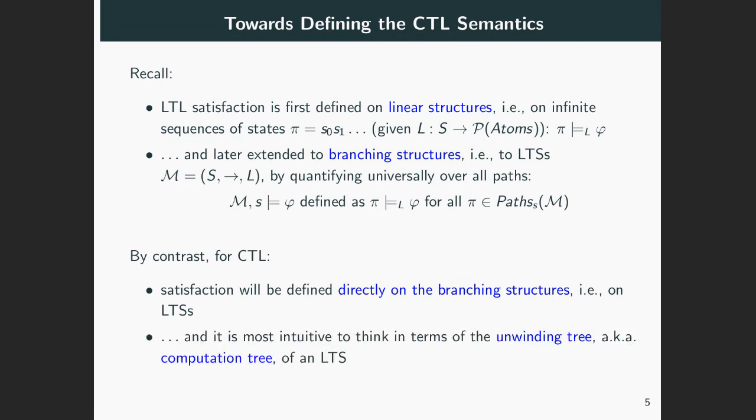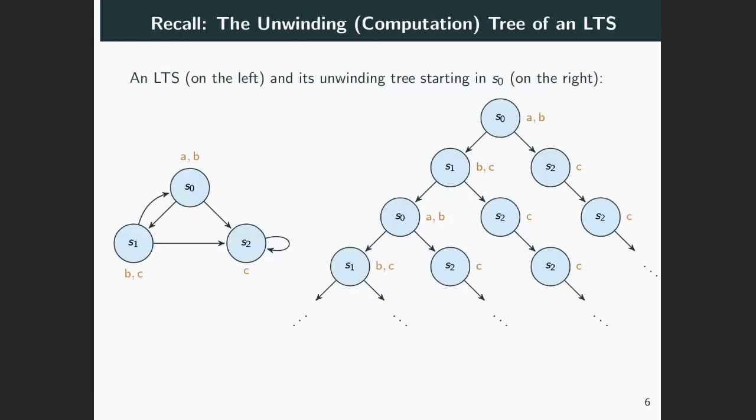For explaining the CTL semantics, it's best to think in terms of the unwinding tree of an LTS, also known as its computation tree, which, by the way, gives the name of the logic. CTL stands for computation tree logic. Recall that the unwinding tree of an LTS, starting from a given state, say S0, is the infinite tree that has S0 as its root, and at each level, it applies the transitions of the LTS. It never looks back, but rather makes copies of the LTS states when moving to a new level.